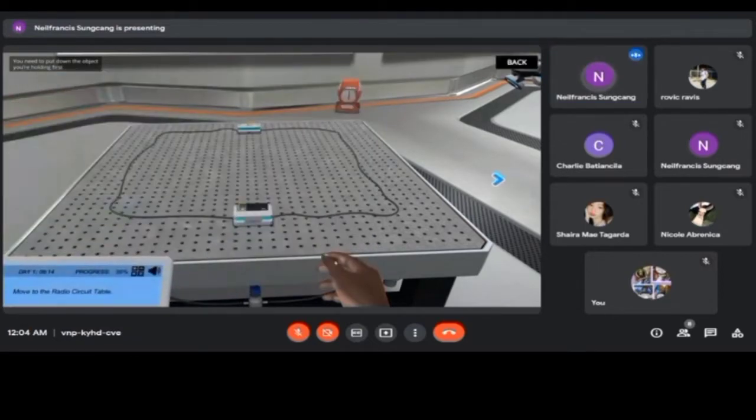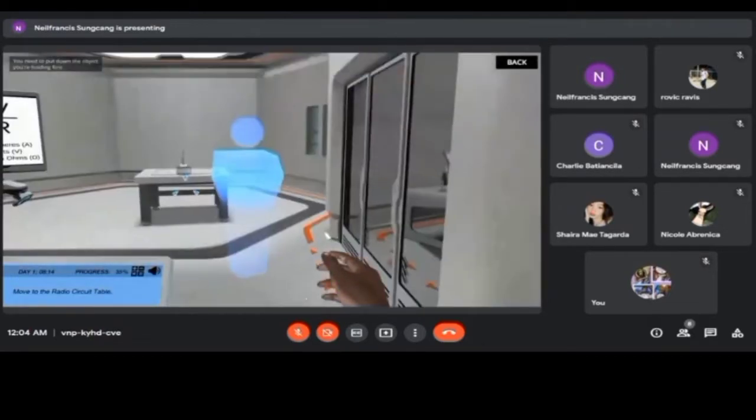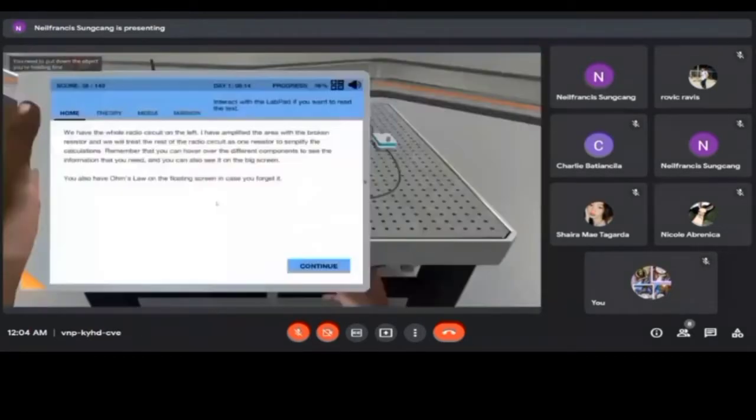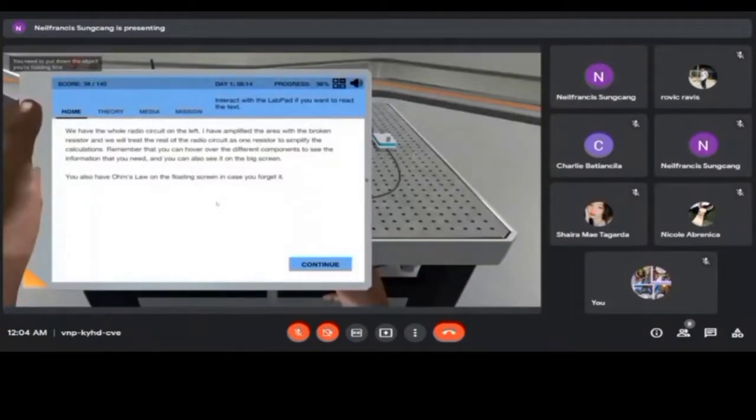Move to the radio circuit table. We have the whole radio circuit on the left. I have amplified the area with the broken resistor, and we will treat the rest of the radio circuit as one resistor to simplify the calculations. Remember that you can hover over the different components to see the information that you need, and you can also see it on the big screen. You also have Ohm's law on the floating screen in case you forget it.